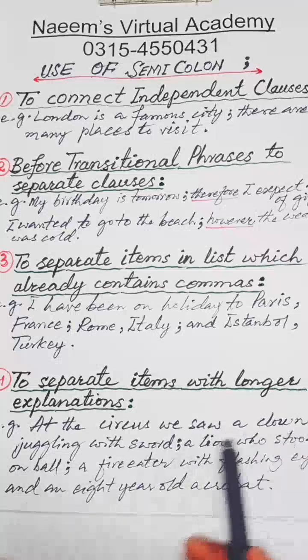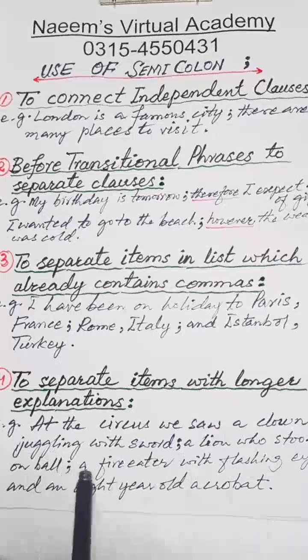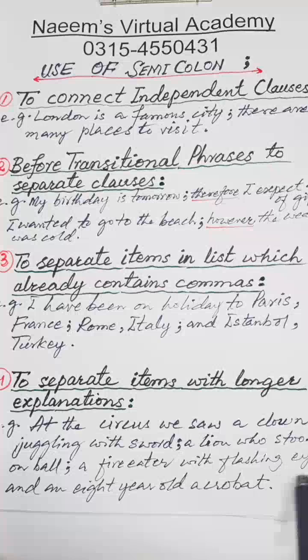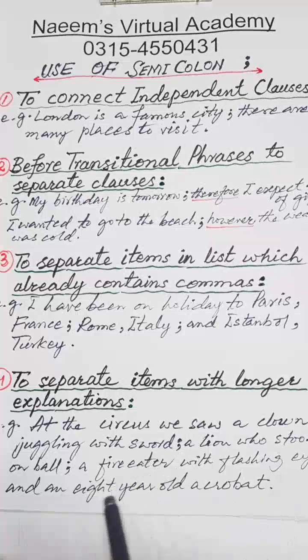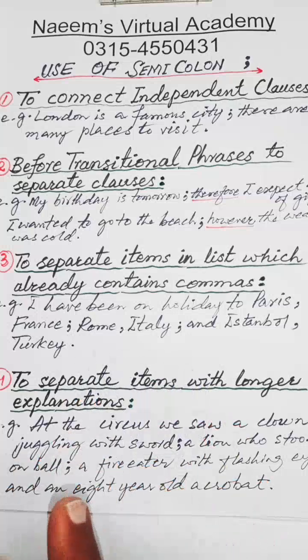At the circus we saw a clown juggling with swords; a lion who stood on a ball; a fire eater with flashing eyes; and an 8-year-old acrobat. So these are the longer explanations. You will be separating them with a semicolon. So these are the four important uses of semicolon. Thank you.